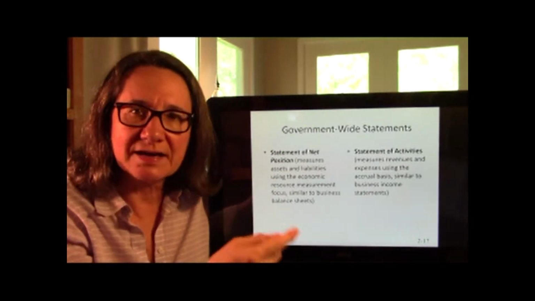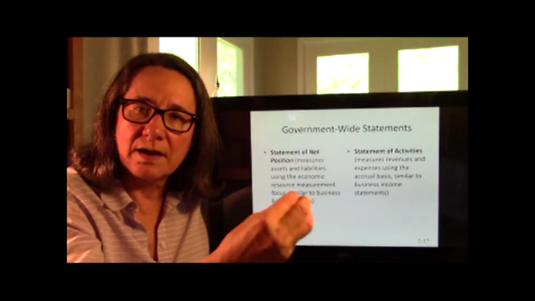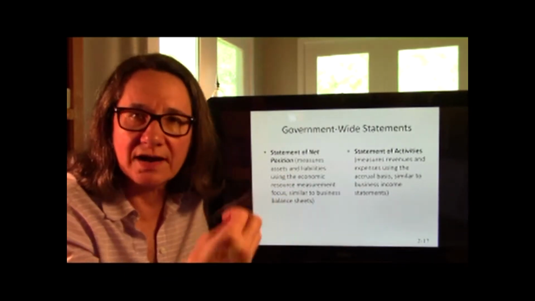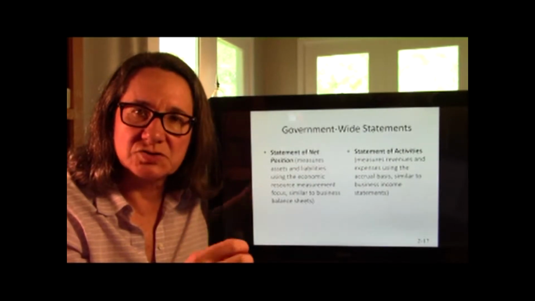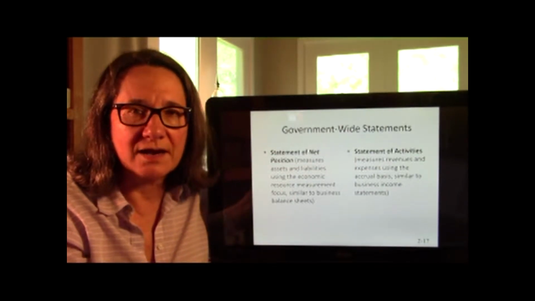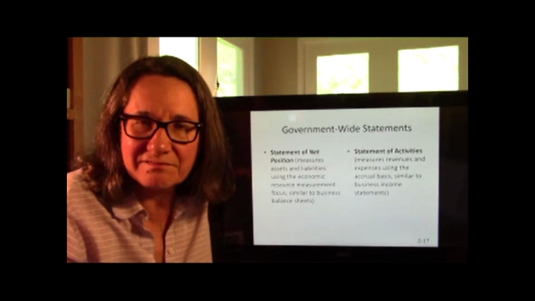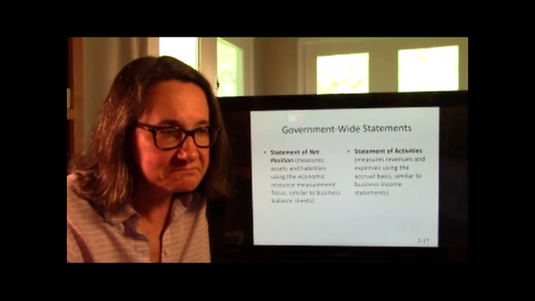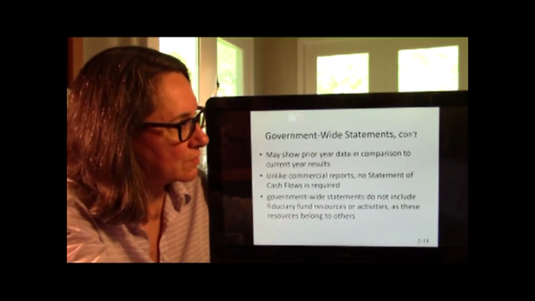Then you have the statement of activities, right? So what stuff have we done? What revenues came in, right? What taxes, what fees did we collect? What grants did we receive? And what expenditures did we have? What did we pay out, right? So we don't really end up with net income, because it's not about profits. It's just we got some money in, we paid some money out, and that's what happened, right? Okay.